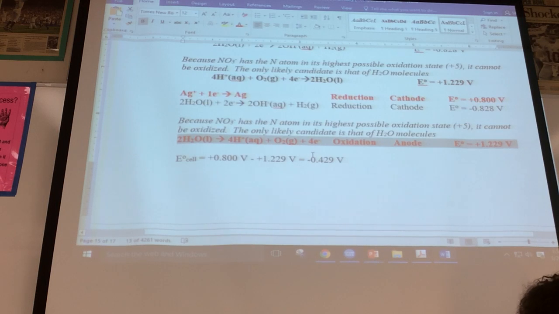So what gets generated? What are your products? What might you see? Gas bubbles from oxygen and mass of silver would increase. Exactly.